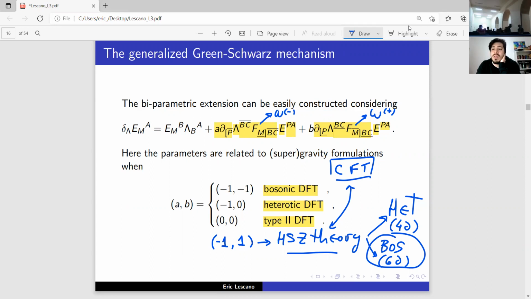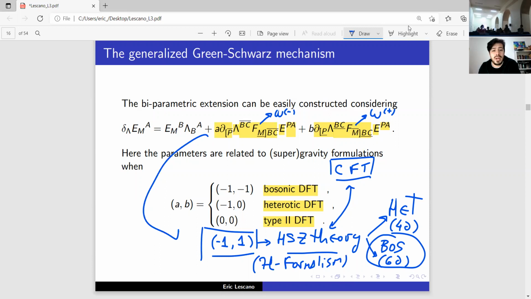And a very good open problem over here is that this HSC theory was studied from the generalized metric formalism. So this relation with these parameters coming from the frame formulation must be correct. This must be completely correct, but nobody has explicitly shown, up to now, that this selection of parameters coming from this Green-Schwarz mechanism is completely in agreement with the HSC construction. This, if you want, is a kind of conjecture.